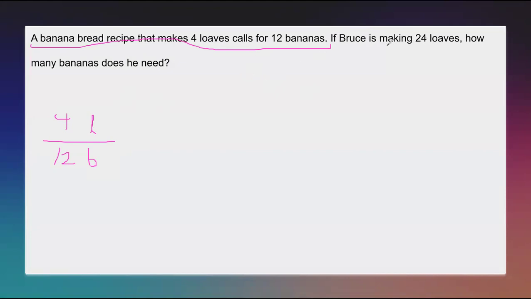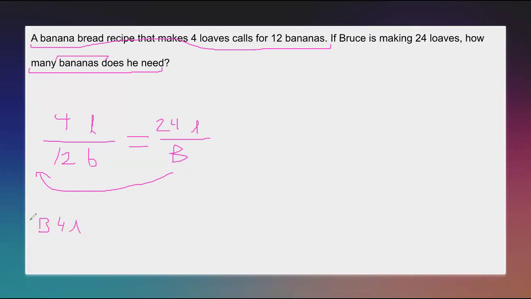And what's our final ratio going to be? Well, it says that Bruce is making 24 loaves and it's asking how many bananas does he need. So the bananas is going to be our unknown. So we'll set that equal to, we know there's 24 loaves and we don't know how many bananas. So I'll just do a capital B for bananas. So what we can go ahead and do is multiply both sides by B. So then we're going to have B times 4 loaves over 12B equals 24 loaves.